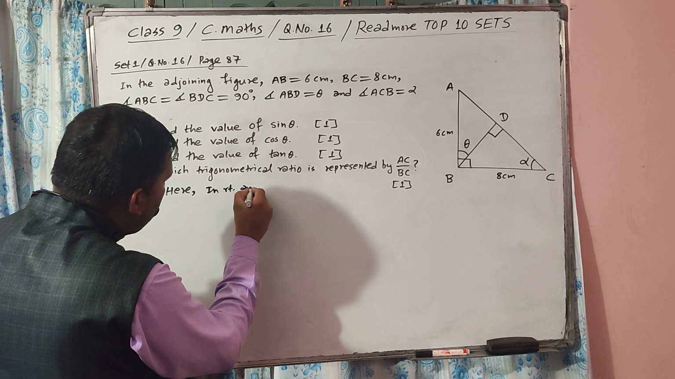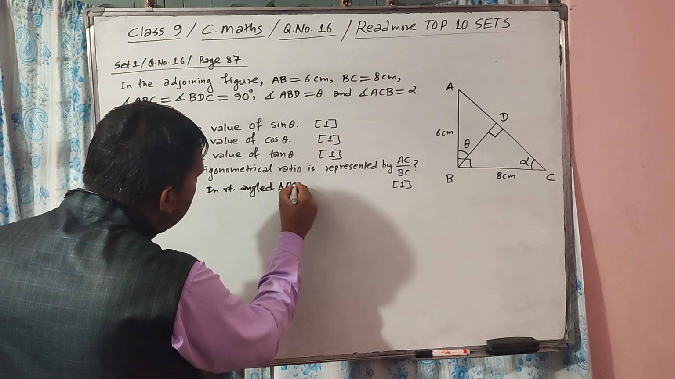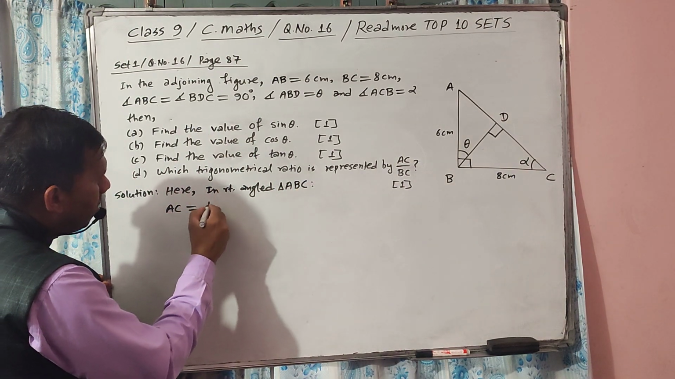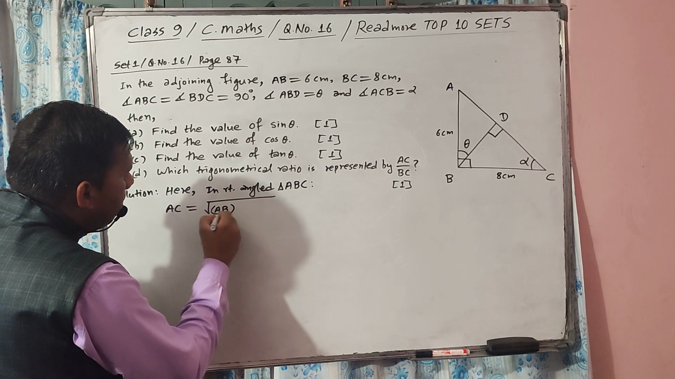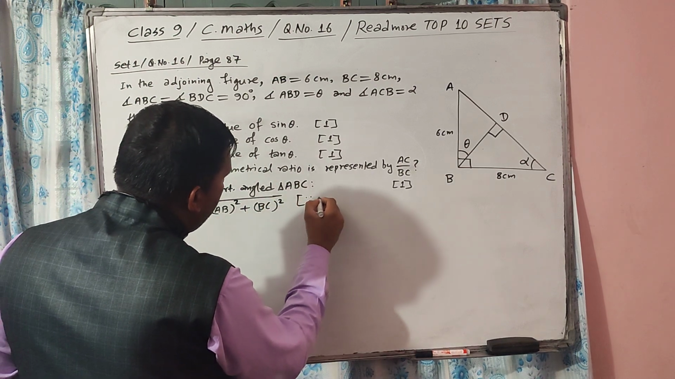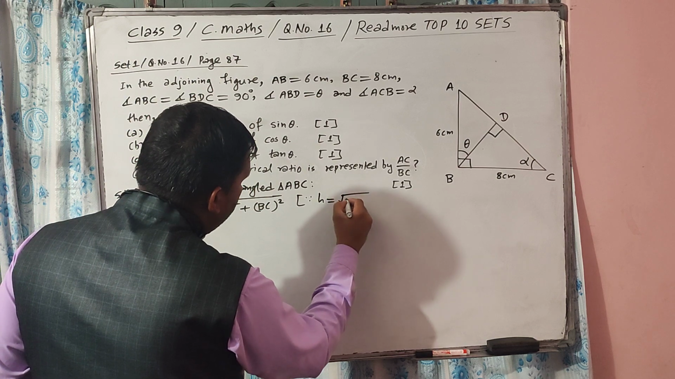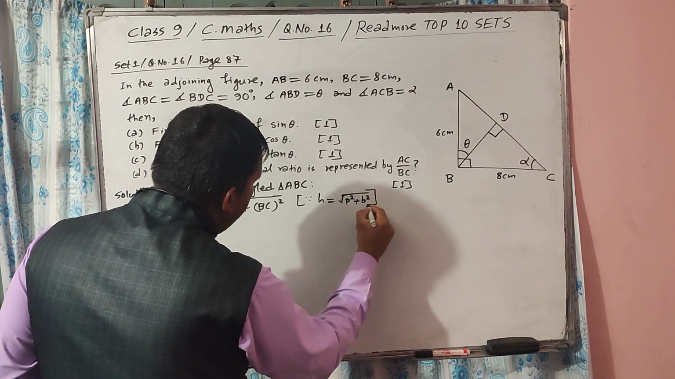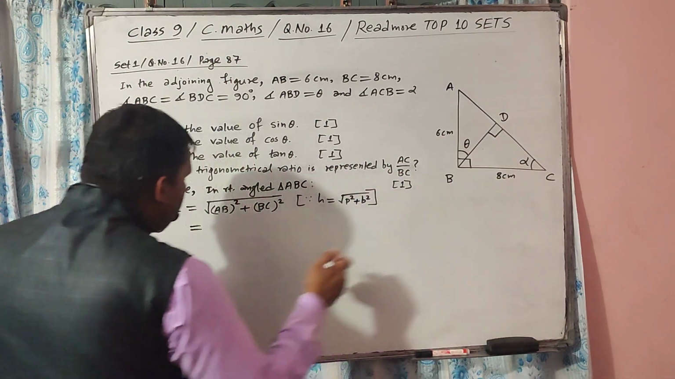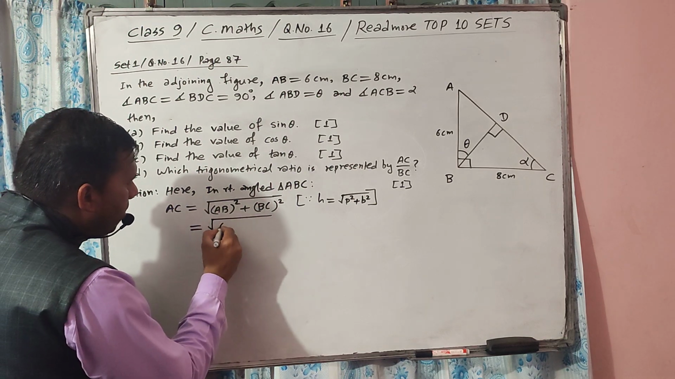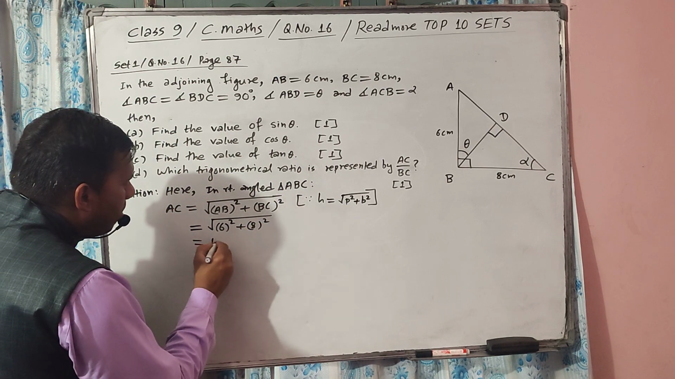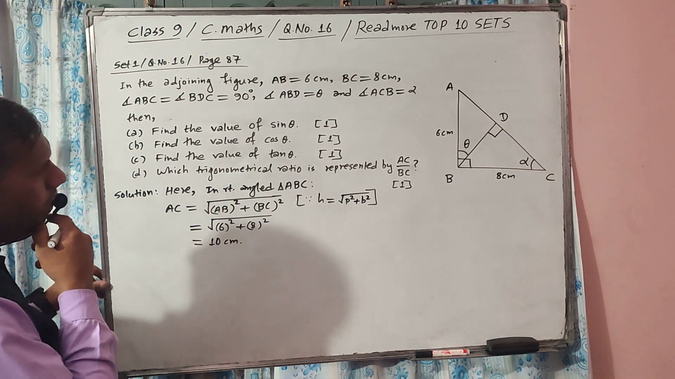Here in right angle triangle ABC, hypotenuse AC equals square root of AB square plus BC square, because we know that hypotenuse square equals perpendicular square plus base square by using Pythagoras theorem. Now we have given that AB is 6 and BC is 8. Putting the values of AB and BC, we get root under 6 square plus 8 square. It becomes 10 centimeter.